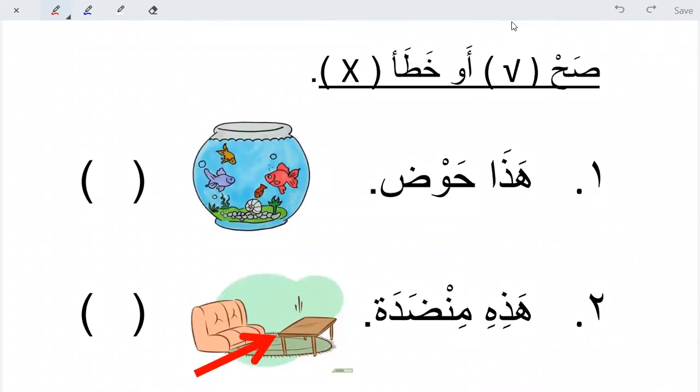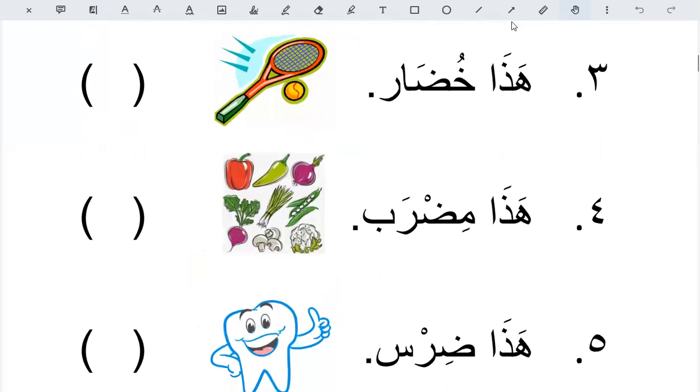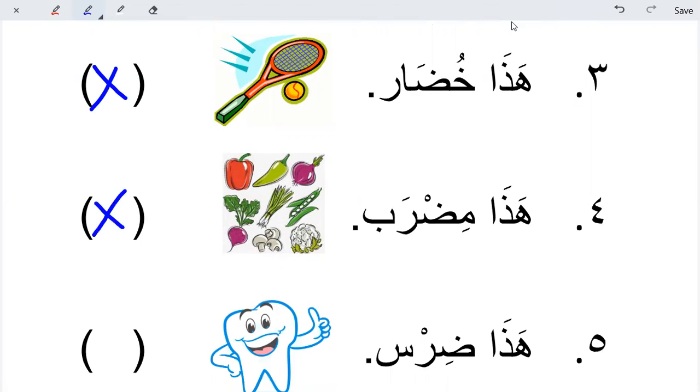Riyan. This is a fish ball. Sahi. This is a table. Sahi. This is a vegetable. Khata. This is a racket. Khata. This is a molar teeth. Sahi.